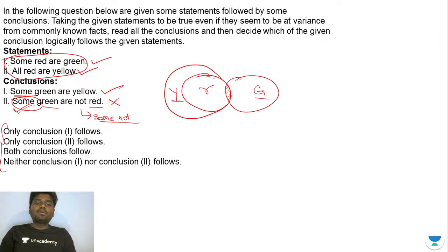So if it is some green or not red, you need to simply go the other way, that is, whether you can put all green into red. You have the possibility based on the two statements here. So if that is the case, then I cannot say 100%. It is not a definite conclusion. If it is not a definite conclusion, then it has to be false. So just by looking at both the conclusions, I have got only the first conclusion to be true. So the right answer for this one is that only conclusion one follows.